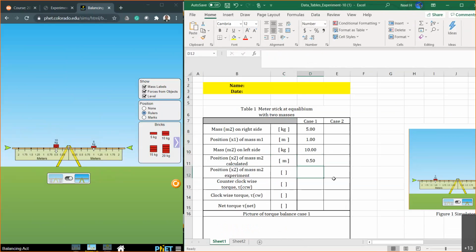If it is really level, then we know the torque from both sides should be equal, right? So the position of mass M2, calculated and from the experiment. I put the experimental one here, then I will show you how to do the calculation. Put in the position we figured out experimentally, 0.5. Now let's take a look at the counterclockwise torque and the clockwise torque. If it is level, those two should be equal.